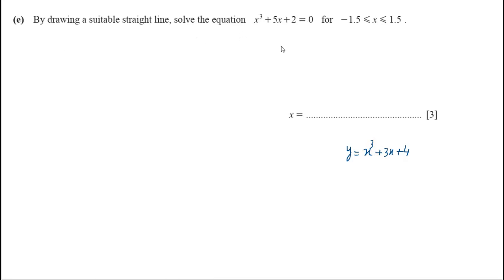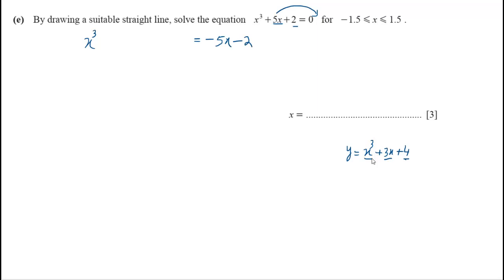So what we will do here, we will compare this with this, because we have already drawn the graph of this. So compare this and this. So here we have x cubed, which is already here, but here we have 3x, and we don't have 3x here. And we don't have 4 here as well. So bring these two on the other side here. It will become minus 5x, and plus 2 will become minus 2.